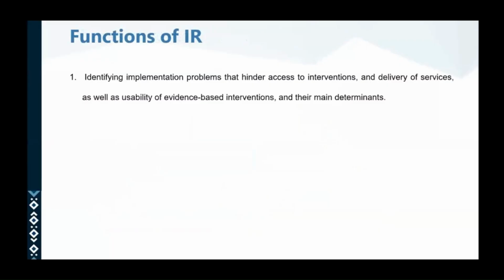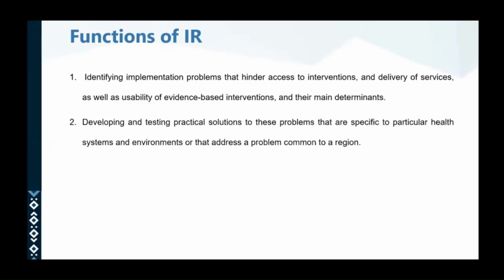So what are the functions of implementation research? It helps us to identify the problems that can hinder access to the intervention. And when we have identified the problems, it helps us to tailor our implementation strategies to suit the intervention that we are hoping to implement. Also, it helps in developing and testing practical solutions to these problems for a specific health system and environment, and addresses a problem that is common to a particular region.